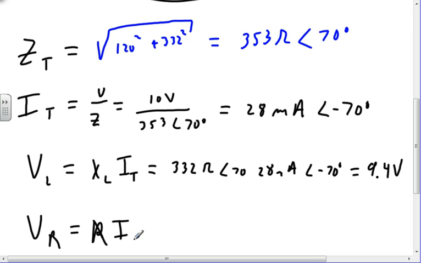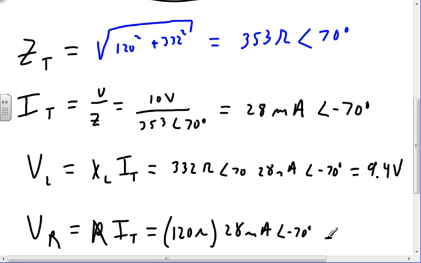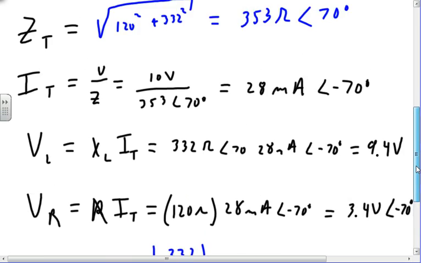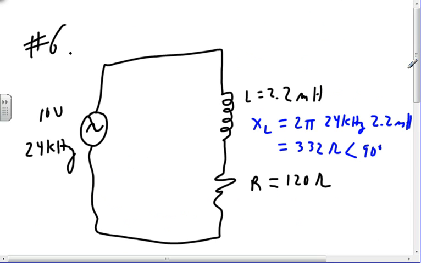The voltage across the resistance is the resistance times the current, 120 ohms times 28 milliamps, angle minus 70. 120 times 0.028 is 3.4 volts, angle minus 70. All right, what did we leave out? Oh, we didn't leave anything out. We're done. Bam.